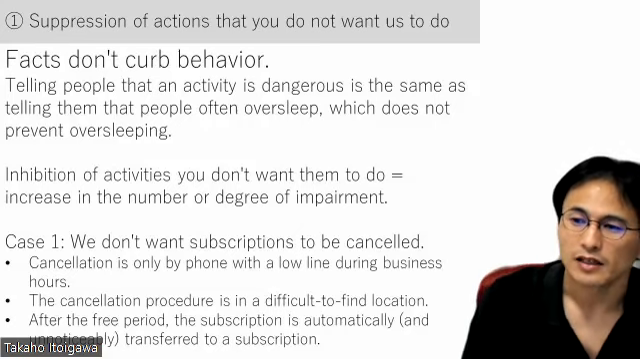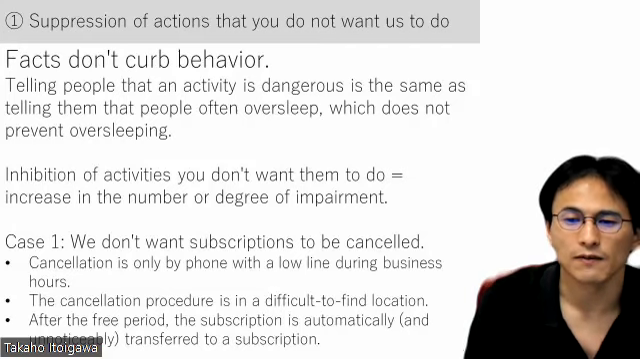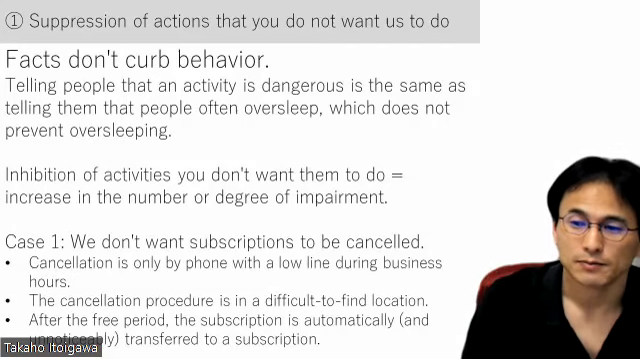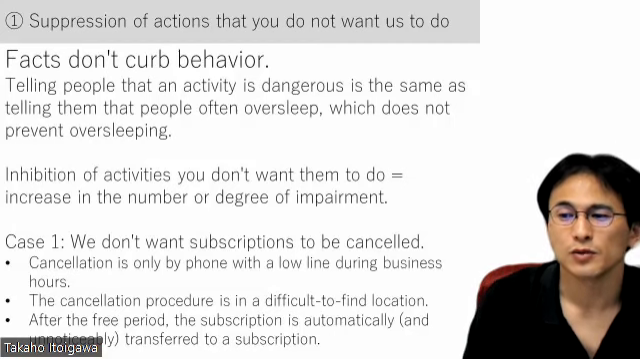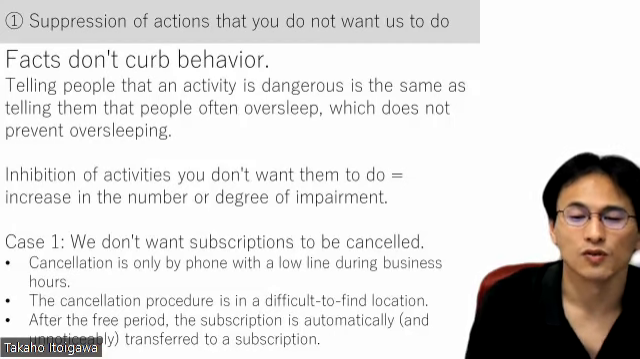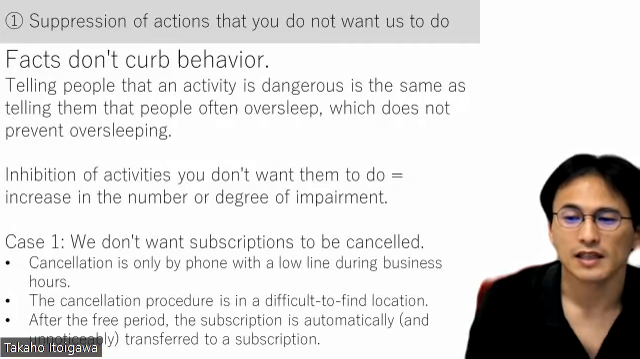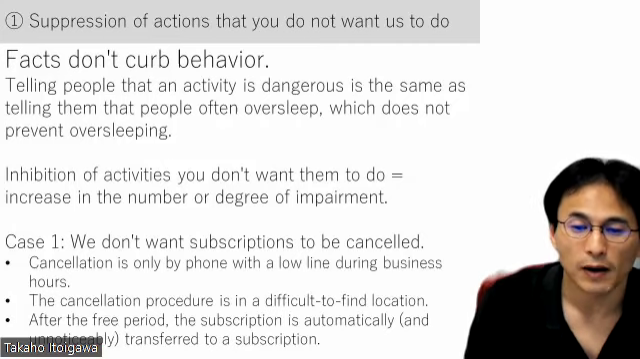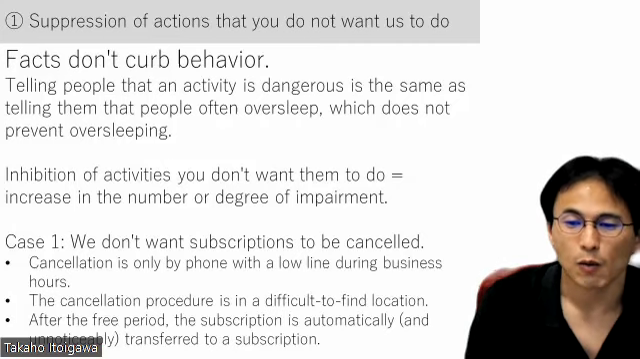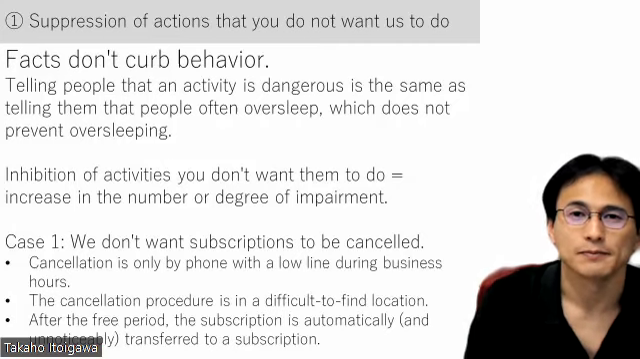For example, the cancellation process is often only available by phone during business hours on a slow line. In addition, the cancellation procedure is written in a hard-to-find place. At the end of the free period, the system may be designed to automatically and silently switch you to a subscription. Companies that offer subscription services have set up several psychological barriers to discourage the unwanted behavior of canceling.